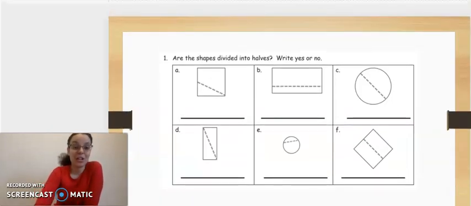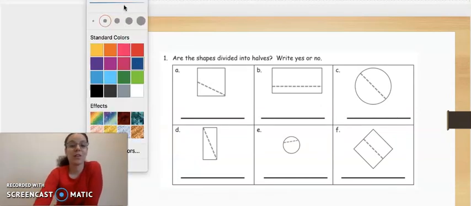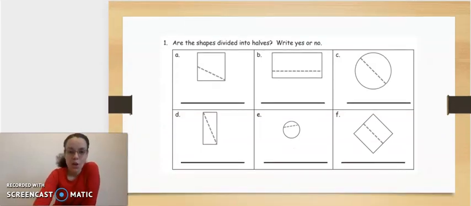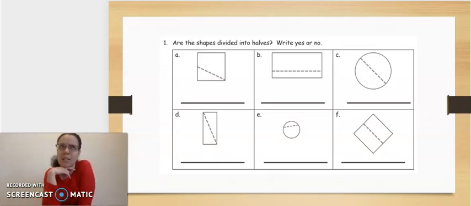Let's get started. So today, you guys are going to need to figure out if something is broken into fourths, sorry about that, or halves. Are the shapes divided in half? Right, yes or no. Remember, for it to be divided in half, it just needs to be 2 pieces. What needs to be special about those pieces? They need to be 2 pieces that are the same and the same. Perfect. They need to be equal, same size and the same shape.